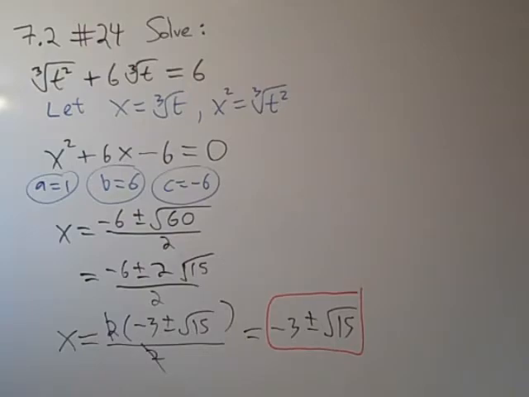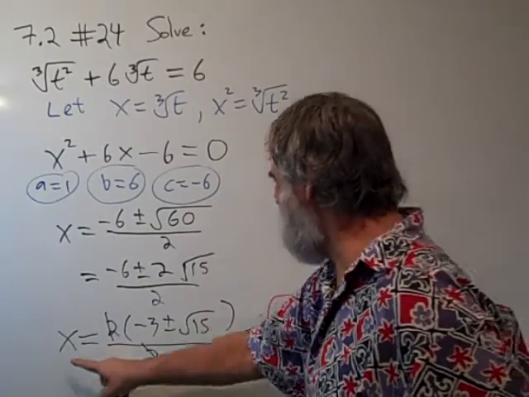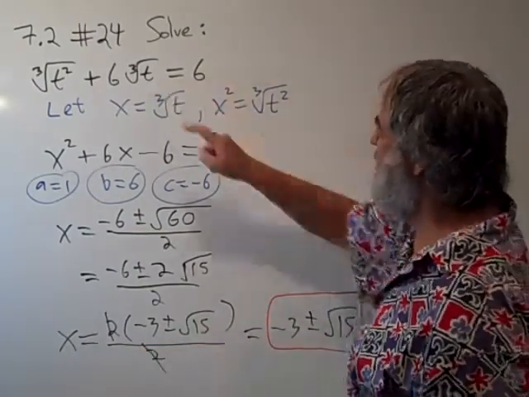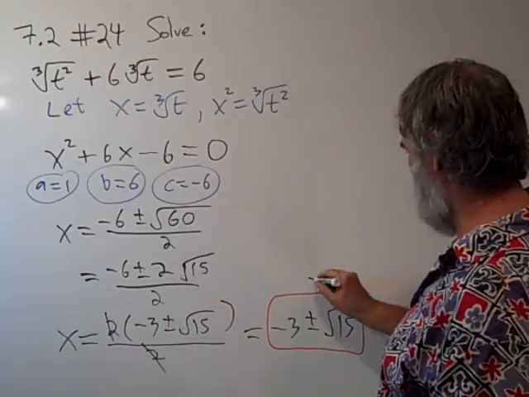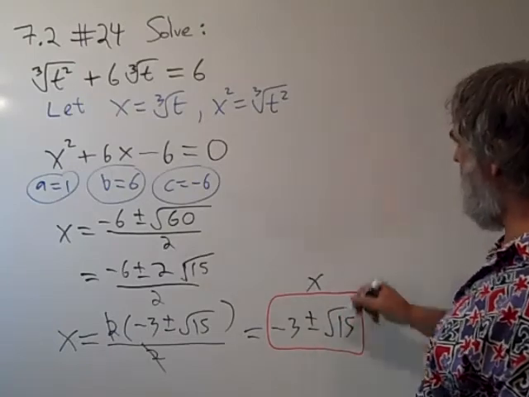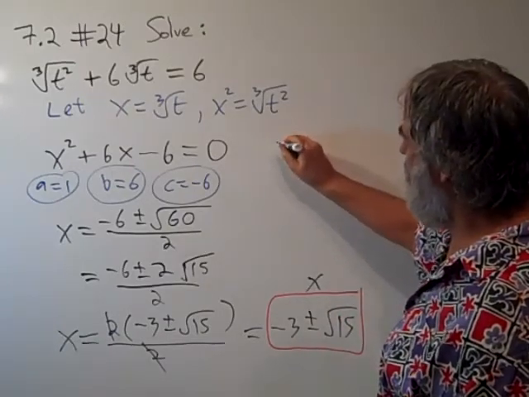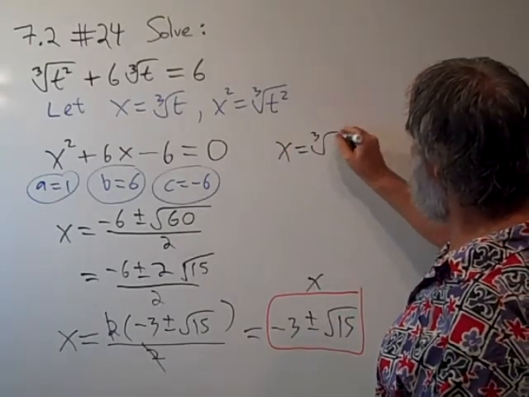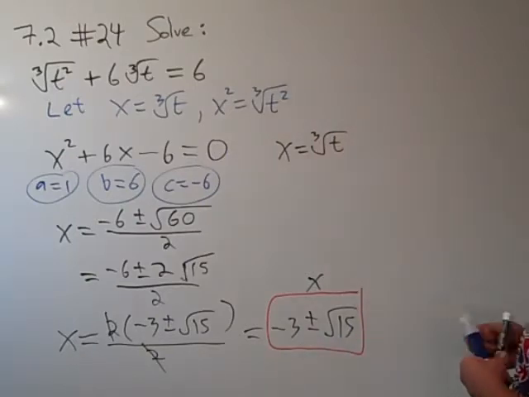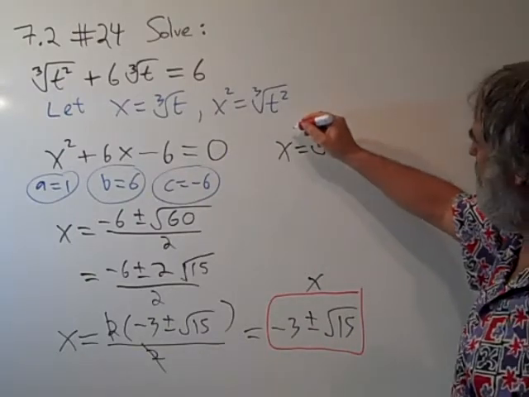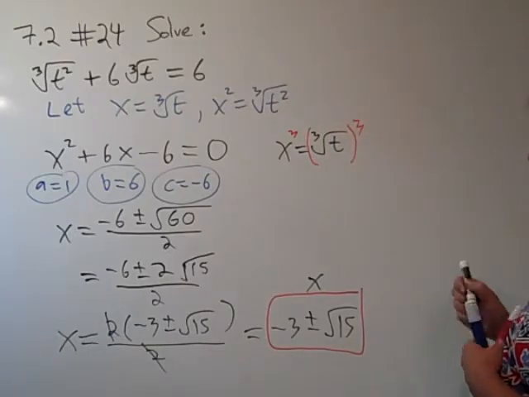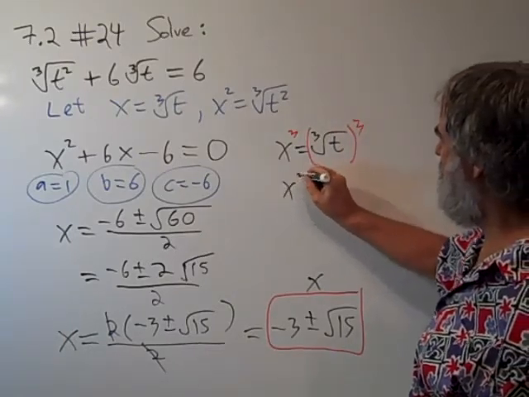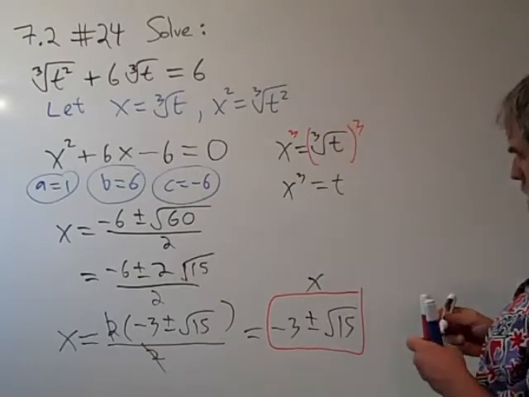Well, this is x. We want to find t. So we're not quite done yet. That's x. However, x is equal to the cube root of t. And if we raise each side to the 3rd power here, we get that x cubed is equal to t.